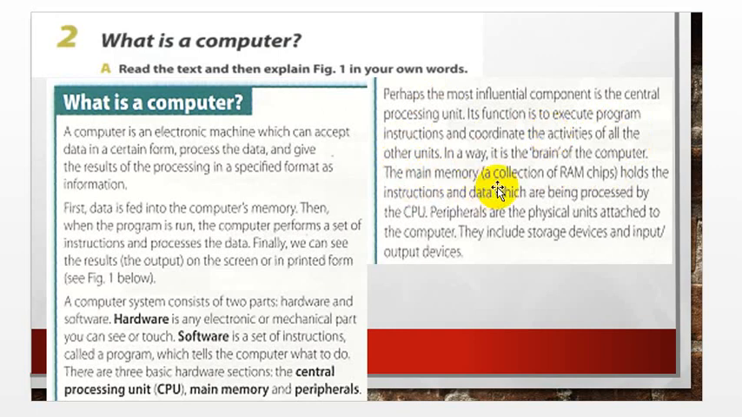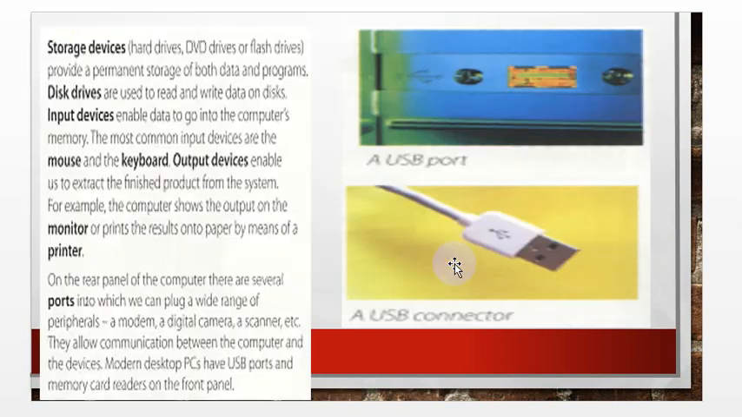The main memory, a collection of RAM chips, holds the instructions and data which are being processed by the CPU. Peripherals. What are peripherals? Peripherals are the physical units attached to the computer. This is the definition of peripherals. They include storage devices and input and output devices. Okay, let's go to the next part. Here, storage devices. What is storage? What are the storage devices?